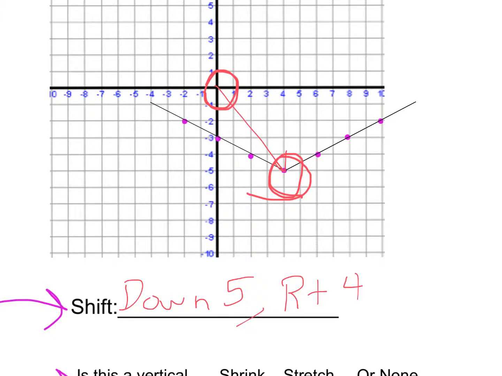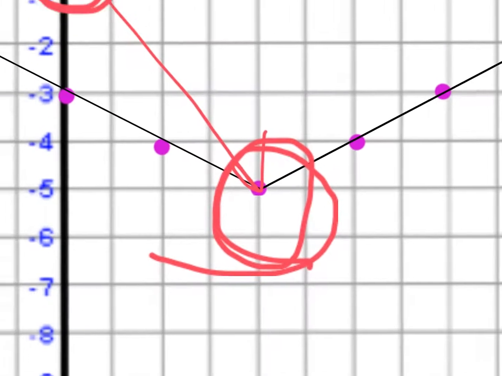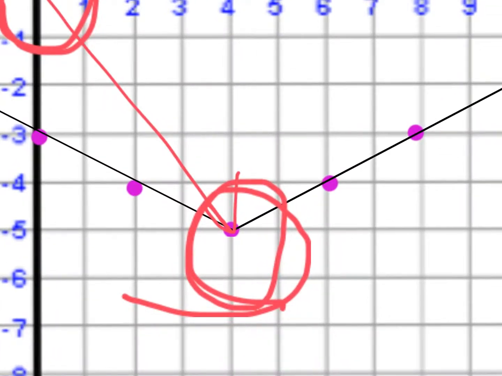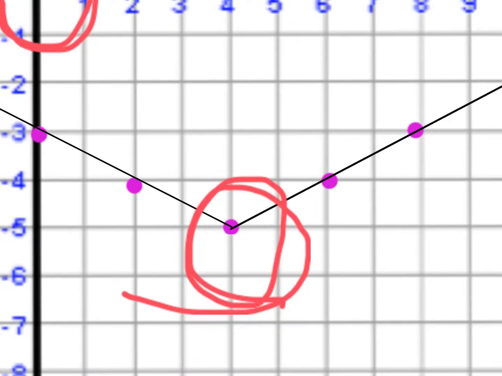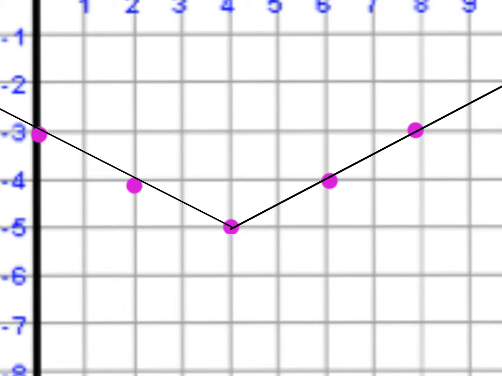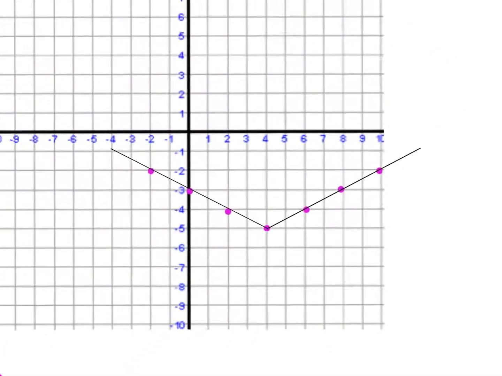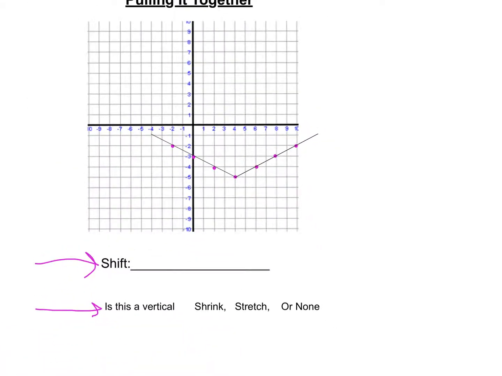All right, now we have to figure out, is this a shrink, a stretch, or none? So let's zoom in here and do our count for our slope. Let me get rid of this. Hold on a second, everybody. There we go. Let's get out the lightsaber. I went up 1 to the right 2. Let's remember that. We went up 1, to the right 2. So my slope is 1/2.